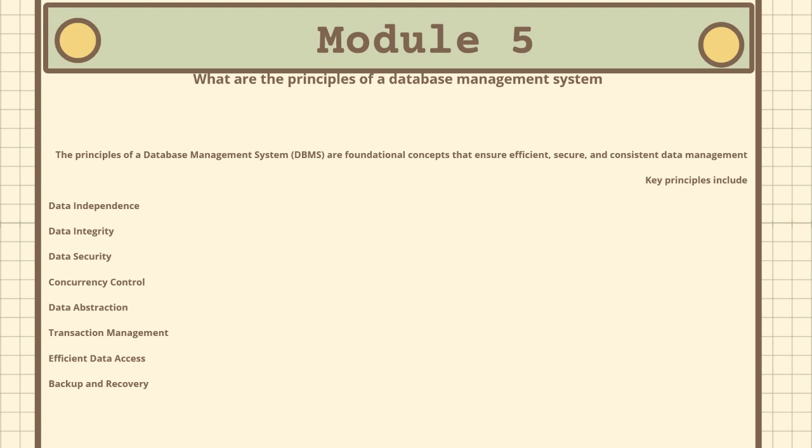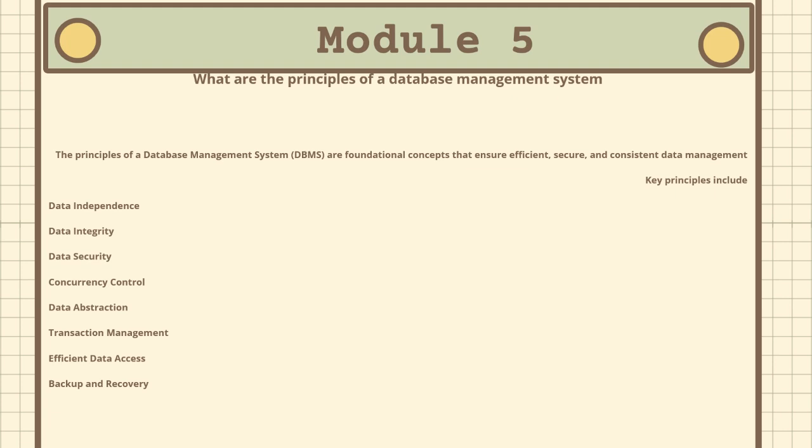Third, data security controls who can access or change data. This includes passwords, permissions, and encryption to protect sensitive information. Fourth is concurrency control. Manages multiple users accessing data at the same time. It prevents problems like two people changing the same data at once and causing conflicts. Fifth, data abstraction shows only the needed part of the data to users. Users don't need to see the full complexity, just the part they work with.